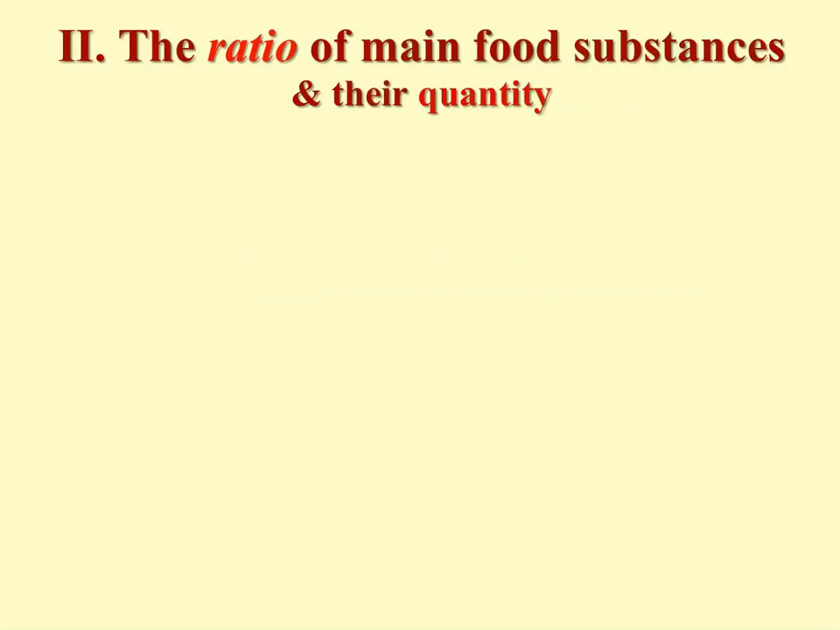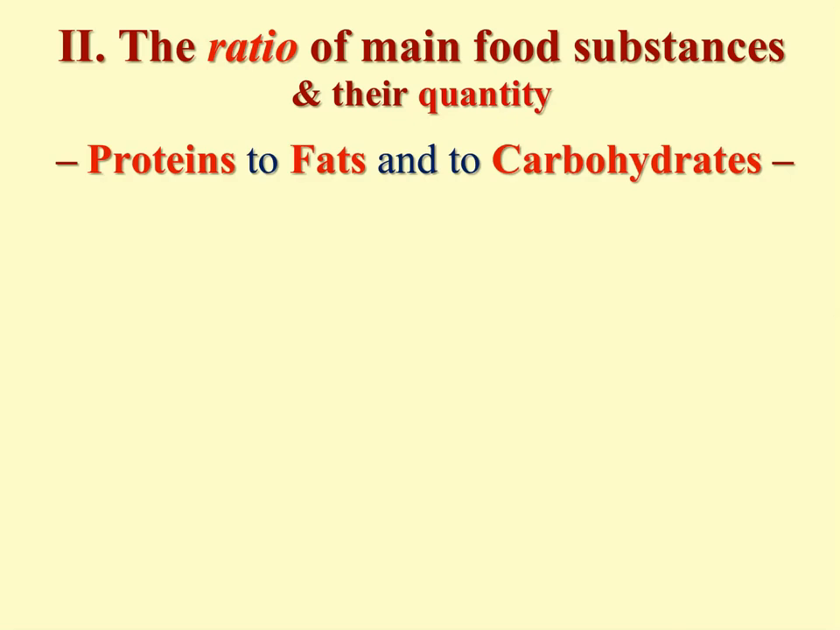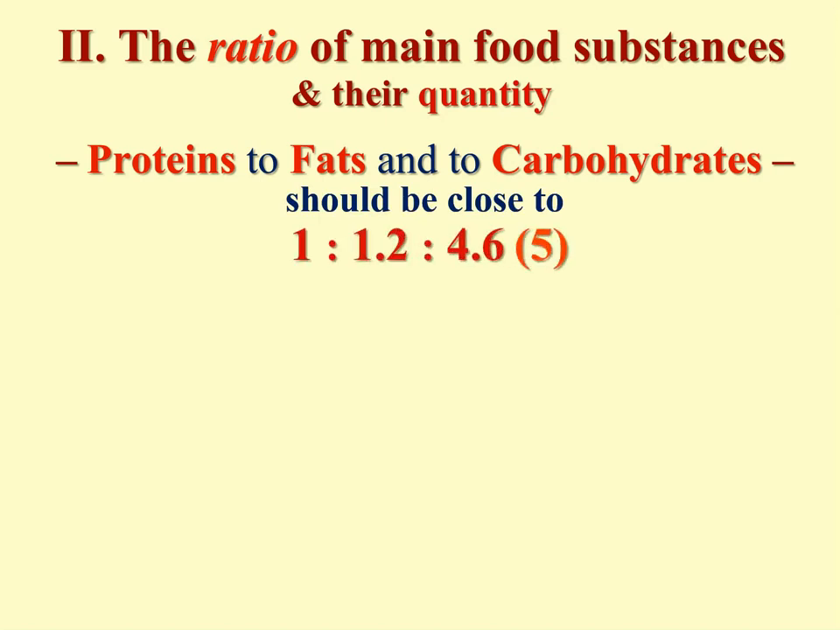This was the first principle. Now the second: the ratio of main food substances and the calculation of their quantity. The ratio of proteins to fats and carbohydrates is based on proteins. We need proteins, of course, but the amount we need daily is less than for fats and carbohydrates, and we take proteins as 1 for this ratio. Therefore, the total ratio is 1 to something more and to something much more. Fats we need a little bit more than proteins in grams, and carbohydrates we need much more. Our diet should be based on carbohydrates.